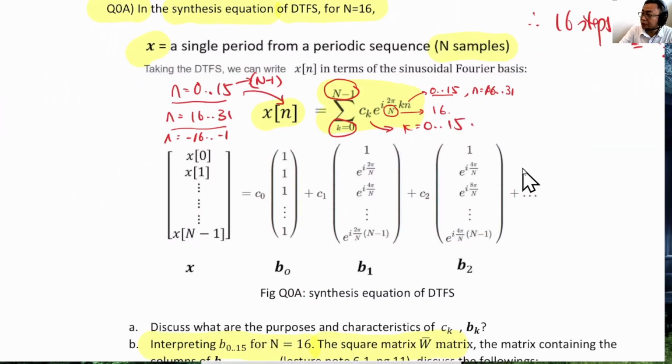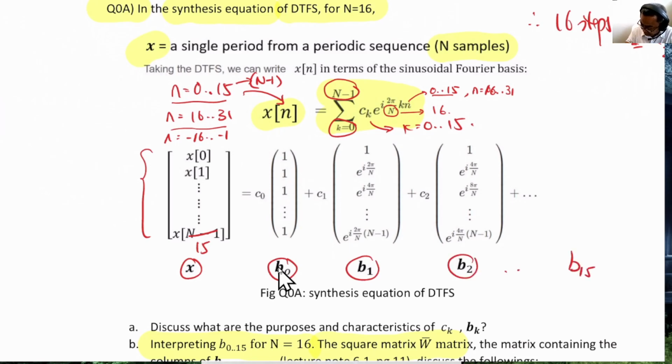The purpose of this question is to show that the DTFS equation can be written into the vector matrix notation, where this is the vector of x from x[0], x[1] until x[15]. And this x actually is a linear combination of b0, b1, b2 up to b15 that is weighted by these coefficients, c0 to c15. And I should write c15 here.